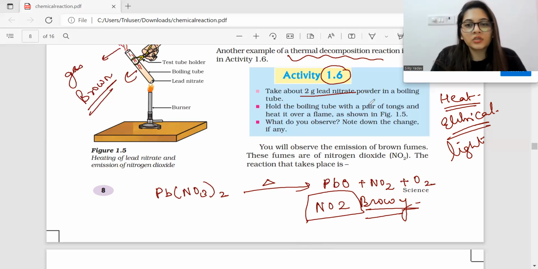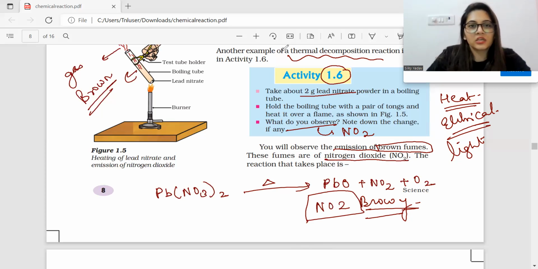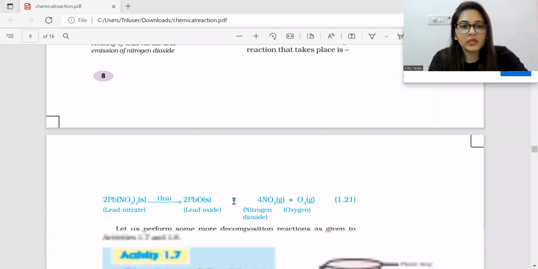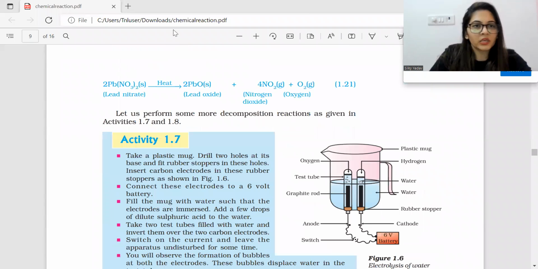Now hold the test tube with a pair of tongs and heat it over the flame. What do you observe? We observe the evolution of gas and the formation of lead oxide. You will observe the emission of brown fumes. These fumes are of nitrogen dioxide, and the reaction taking place is this. I hope that's clear to you all. It is the same reaction that we already discussed, right? Now activity 1.7 we can discuss.